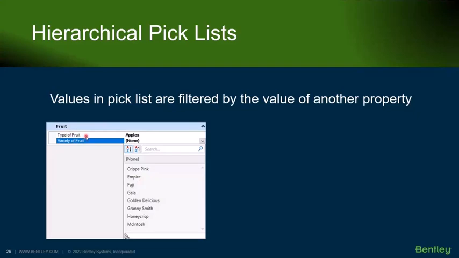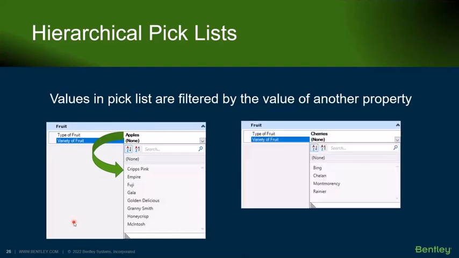So for example, here I've got two item type properties, type of fruit and variety of fruit. And if I set my type of fruit to apples, my variety of fruit pick list would present only apple varieties. If I set my type of fruit to cherries, my pick list would present types of cherries. Now this is one item type property, and this is one pick list. This is looking at an Excel spreadsheet, and it's one single list, but I'm filtering it on the fly based on the value in this item type property.